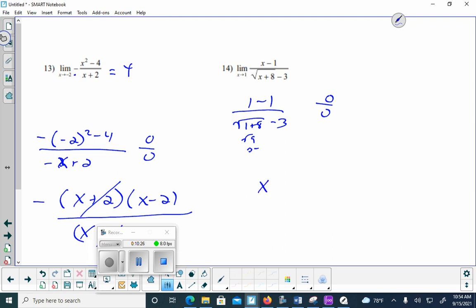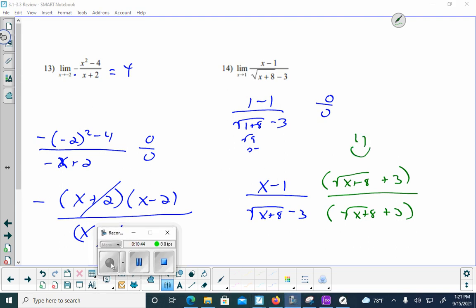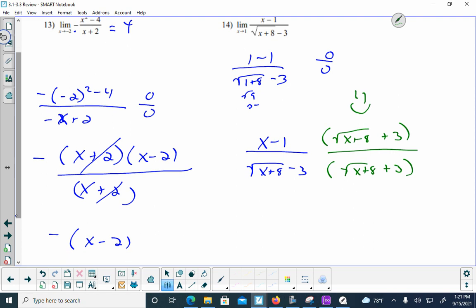So I'm going to take that x minus 1 over the square root of x plus 8 minus 3. And I'm going to multiply by the conjugate, so the square root of x plus 8 plus 3, multiplying both the numerator and the denominator by that. So when I multiply the numerator, I'm just going to leave this as x minus 1 times the quantity of the square root of x plus 8 plus 3.